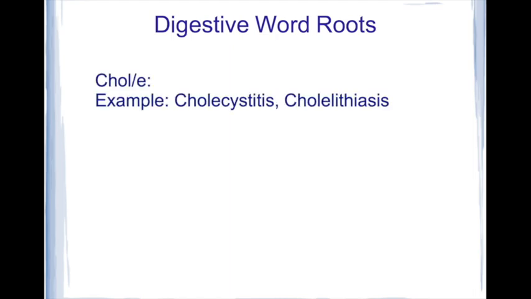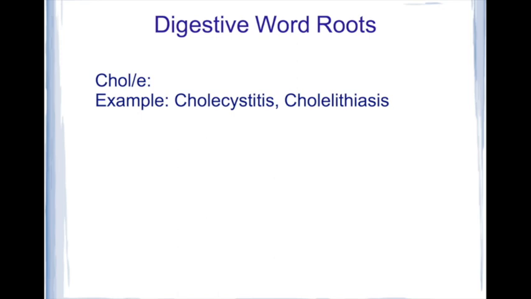Okay, so let's jump in. First one, chole. Example, cholecystitis or cholelithiasis. Say that 5 times fast. Okay, so cholecystitis. We see the suffix itis. Of course, that means inflammation. So something's inflamed.